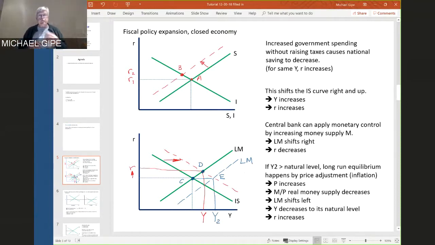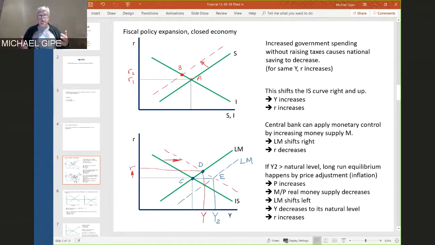And so the effect of kind of pushing the economy into overdrive in the long run will cause inflation to increase, so the price level will increase. That will tend to decrease the real money supply. That'll pull the LM curve left again, and Y will reduce back to its natural level at the cost of raising the interest rate yet again.